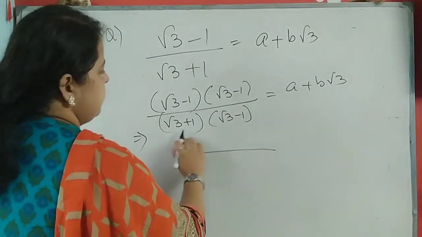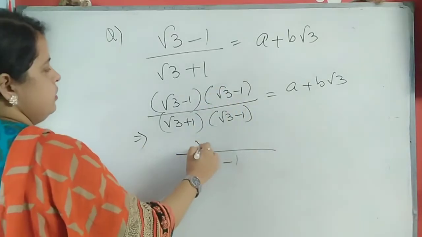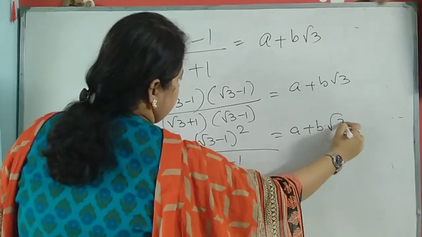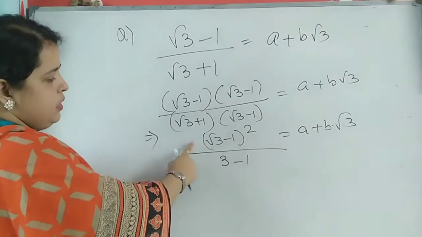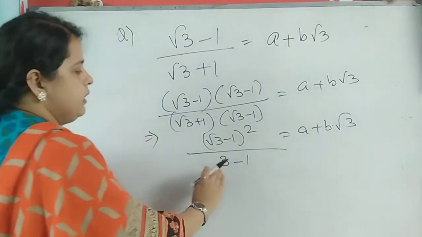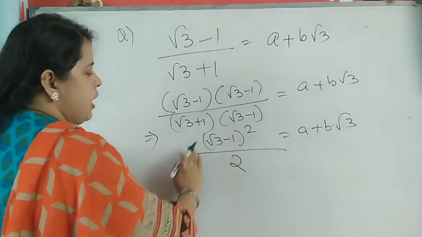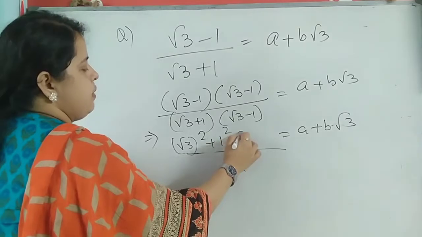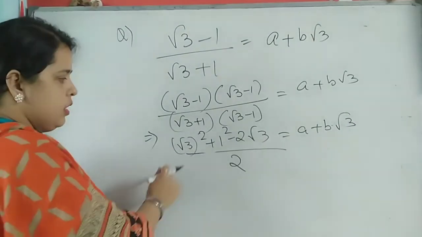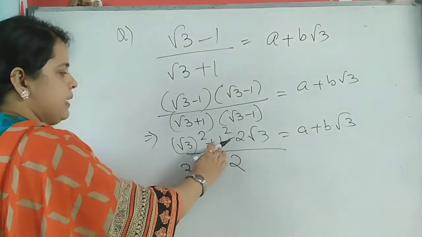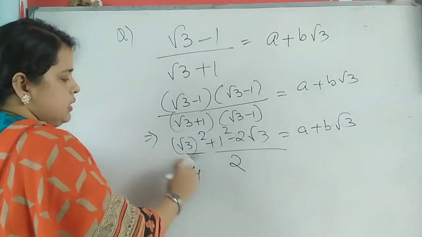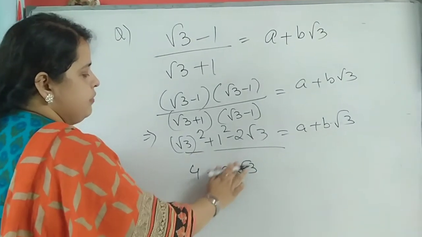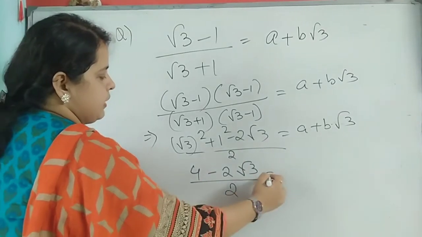Now, in the denominator it is 3 minus 1, and in the numerator it is root 3 minus 1 whole square. Opening the whole square, the denominator will become 2, and root 3 minus 1 whole square will be root 3 whole square plus 1 square minus 2 root 3. Root 3 whole square is how much? 3 plus 1, that is 4, minus 2 root 3. The entire value is divided by which factor? By the factor of 2.